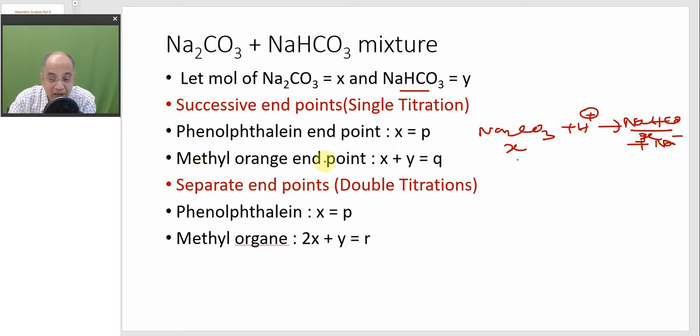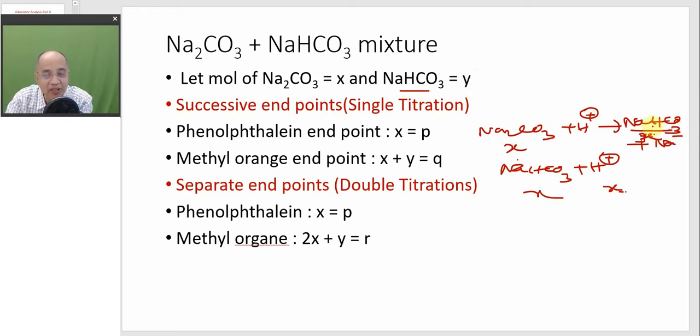So if methyl orange is added there successively, in a single titration, then one X is remaining, and this X will consume another X of H plus ion. So this X, and Y is already there in the beginning. That Y is not this Y.